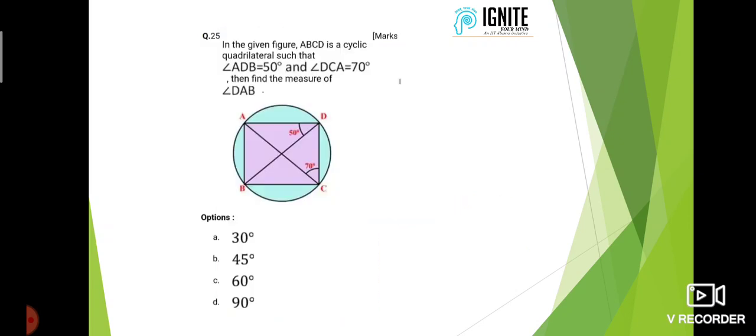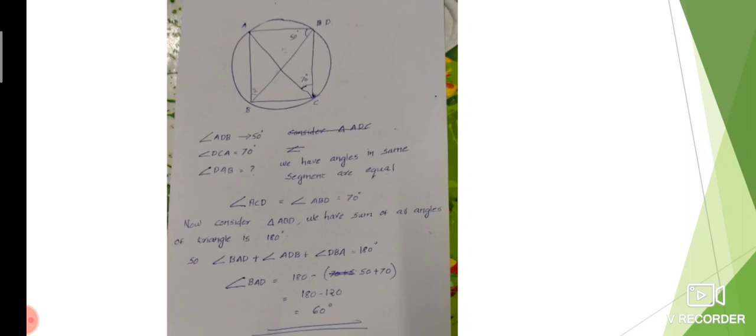Moving on to the next question. In the given figure, ABCD is a cyclic quadrilateral such that angle ADB is equal to 50 degrees and angle DCA is equal to 70 degrees. We are asked to find the angle DAB. You know that angles in the same segment are equal, and that for a cyclic quadrilateral, opposite angles sum to 180 degrees. Here we use the fact that angles in the same segment are equal. So you get angle ACD equal to angle ABD equal to 70 degrees.